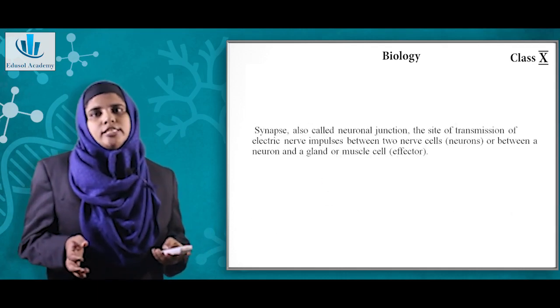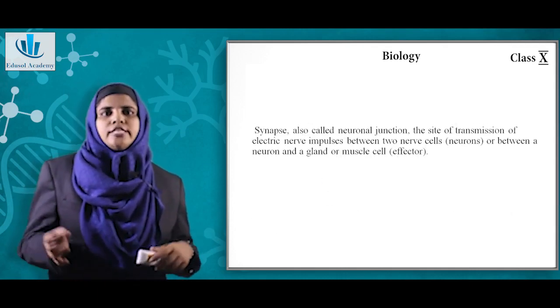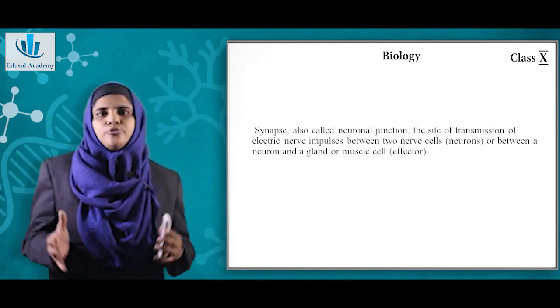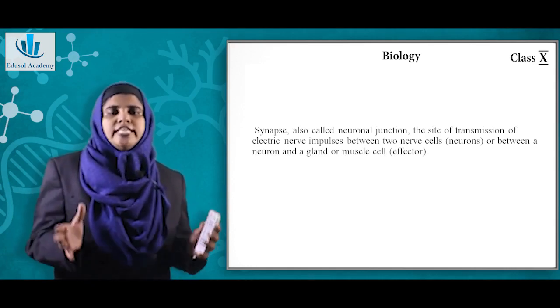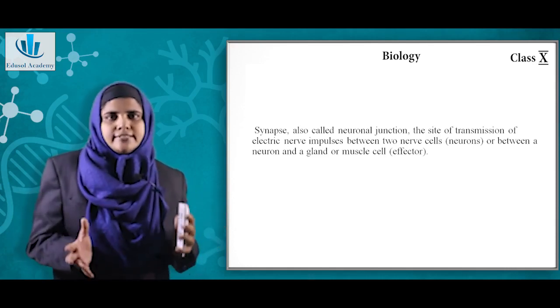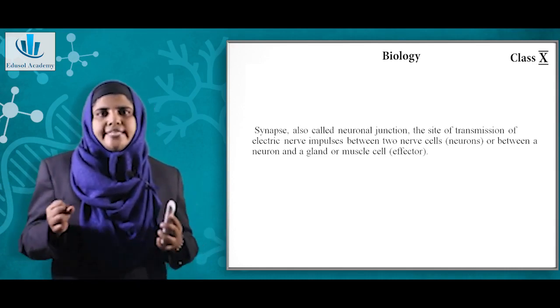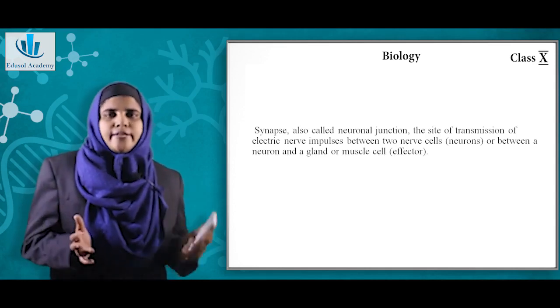Now what is a synapse? A synapse is basically a neuronal junction, the site of transmission of electric impulses between two nerve cells or neurons, or between a neuron and an effector cell, say a muscle cell. Here chemical substances are released. These chemical substances are called neurotransmitters.